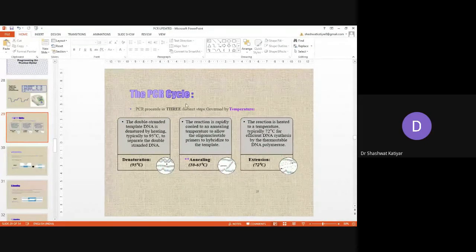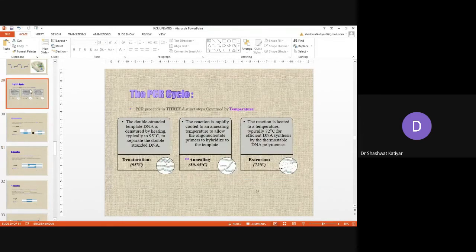Okay. So the double-stranded DNA template is denatured by heating, typically to 95 degrees Celsius, to separate the double strands. This is the first step, denaturation. Another is annealing, from 50 to 65 degrees Celsius. The reaction is rapidly cooled to an annealing temperature, which allows the oligonucleotide primer to hybridize to the template strand. About the extension of that primer, the reaction is heated to up to 72 degrees Celsius, which can efficiently synthesize the DNA with the help of the thermostable DNA polymerase, that is Taq polymerase. So by the three steps, denaturation, annealing, and extension of the primer, one cycle of DNA is completed. Whatever amount of DNA is required will depend upon how many cycles you run through.